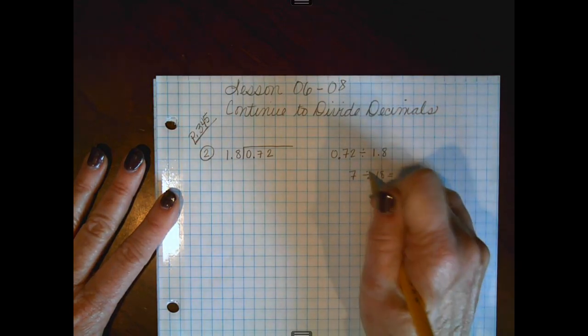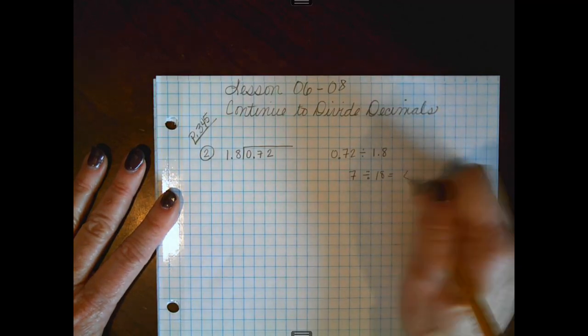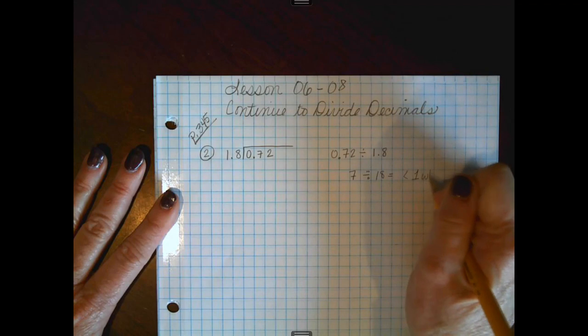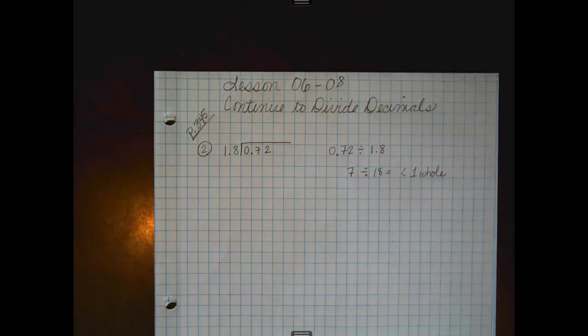Guys, I don't even know what that is, but I know one thing. My answer is going to be less than 1 whole. Would you agree? If you have 7 of something and you're dividing it into 18 equal parts, then my answer is going to be less than 1 whole. All right, so now we're ready to do the work.